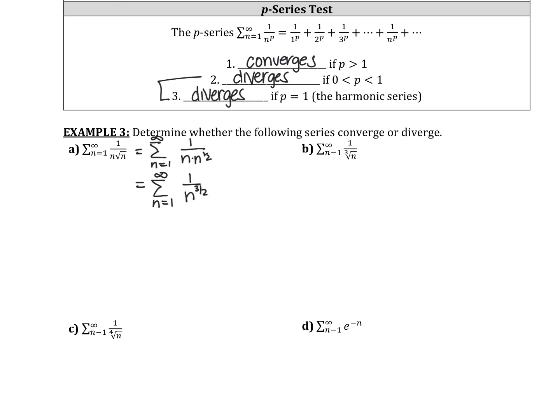When I'm multiplying common bases, I add their exponents. And then this is a p-series, where that p-value, in this case, is 3/2. So since p equals 3/2, and we know 3/2 is greater than 1, we can say that this series converges. Okay, hit pause and try the next few examples and see what you get.